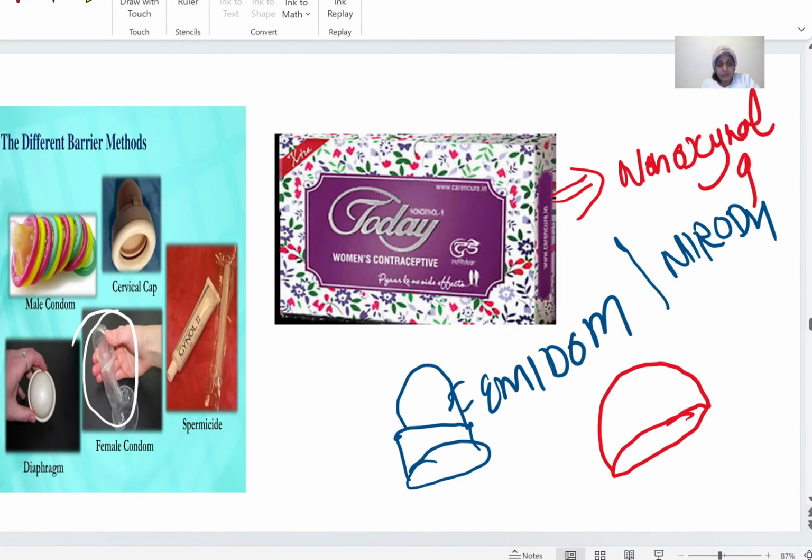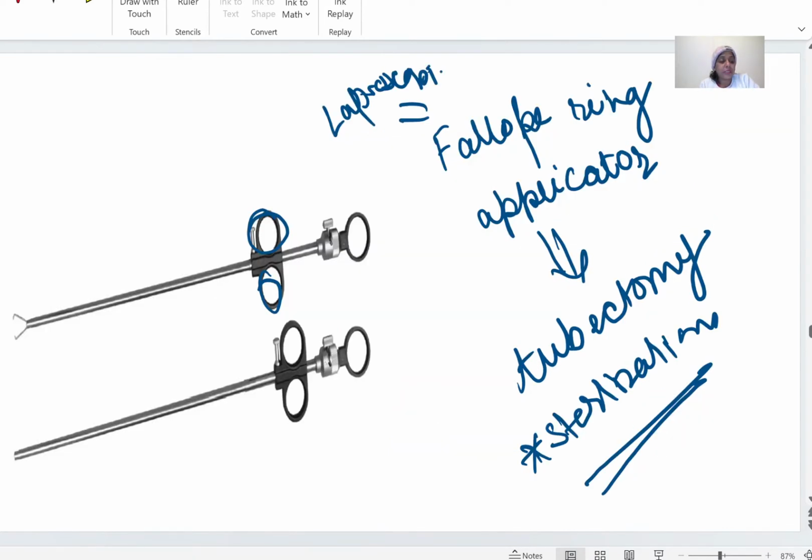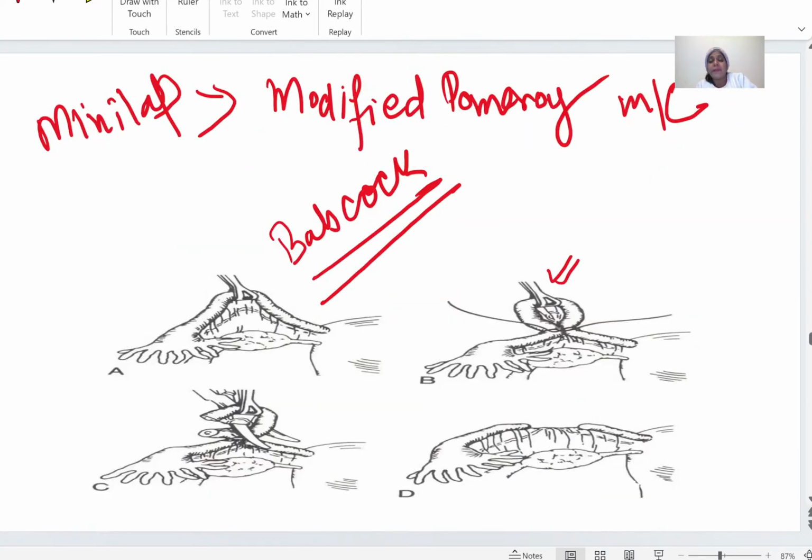This is a barrier contraceptive, the spermicidal jelly, which is nonoxynol-9. This is the Falope ring applicator, and it is used for tubectomy to apply the ring with the laparoscopy. This is the modified Pomeroy technique, which is done in minilap. Okay, and the forceps which holds the fallopian tube is the Babcock's forceps. Modified Pomeroy is the most common procedure which is done.